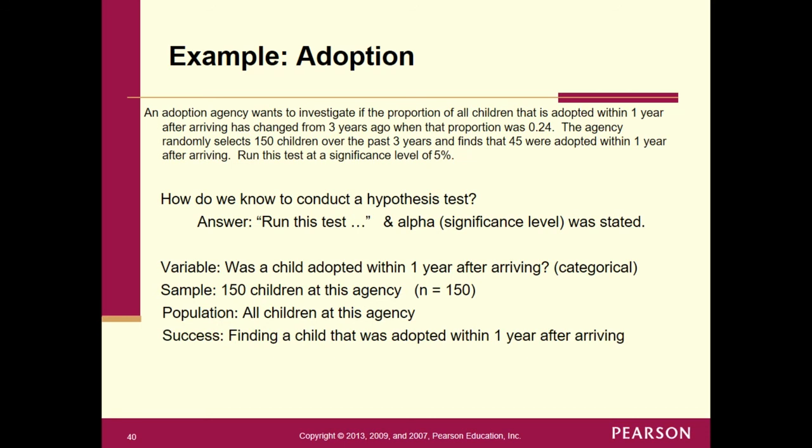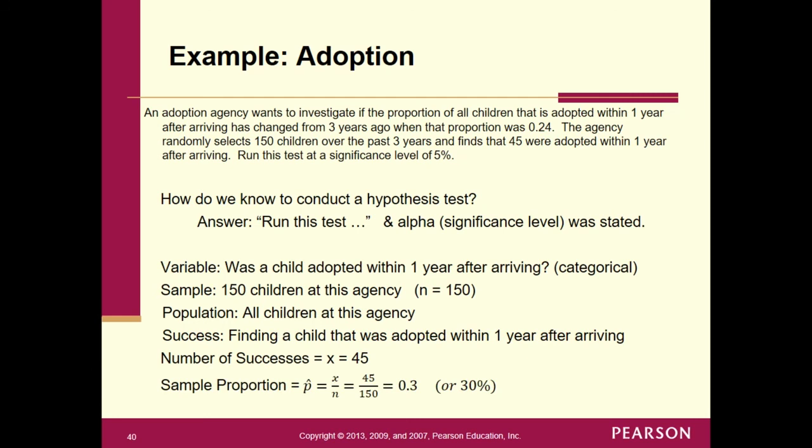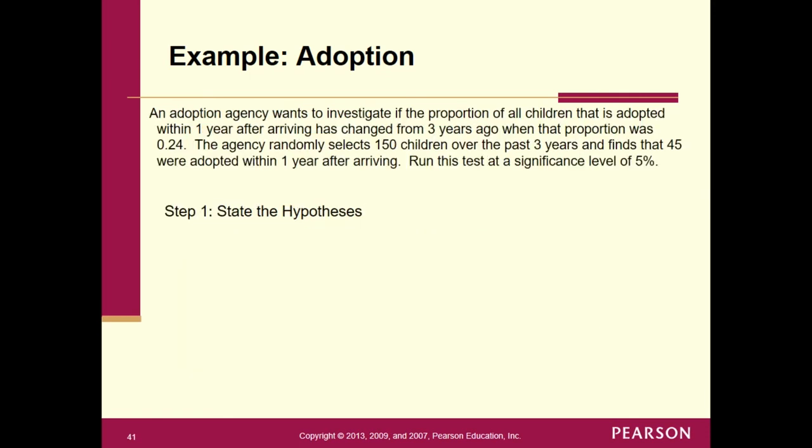What would be a success? And this would be a really good success. Finding a child that was adopted within 1 year after arriving. Number of successes that we had, 45. That's x. X over n, that would be 0.3. Okay. All right, there's p hat. Now we got to compare that to the value in the null. So that means we have to set up the hypotheses. So we have p is not equal to 0.24 or 24%.